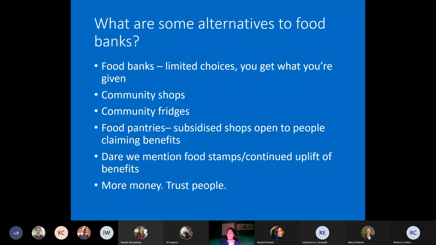We're seeing an emergence of new options like food pantries. So Southampton City Mission will be opening a new food pantry on the 15th of April. And there's another one that's opened on the 12th of January along the avenue. I forget the exact location.